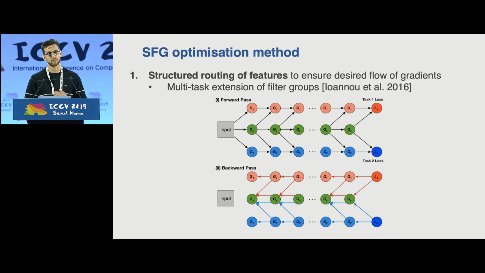The output of the filter groups correspond to group activations which correspond to the tasks. And we wish to organize these outputs such that the gradients flow in the desired directions. In the forward pass, the shared activations are added to the task-specific groups, whilst in the backwards pass, the gradients flow in directions such as to only update group-specific weights.